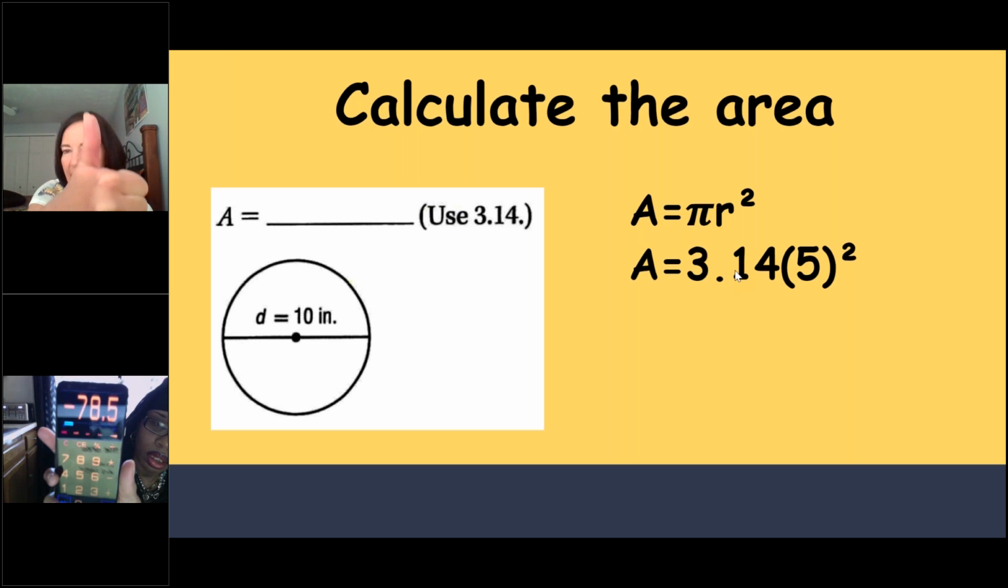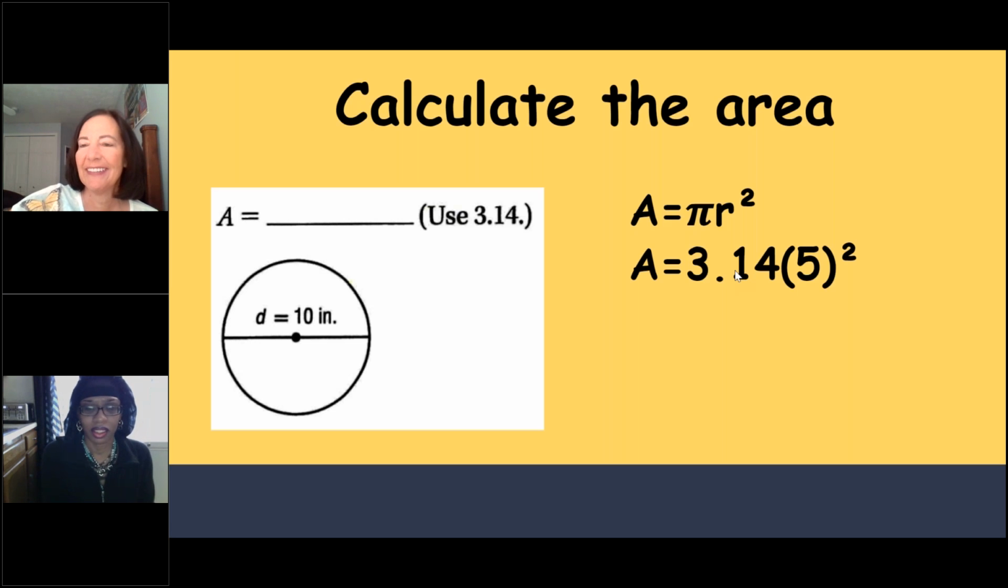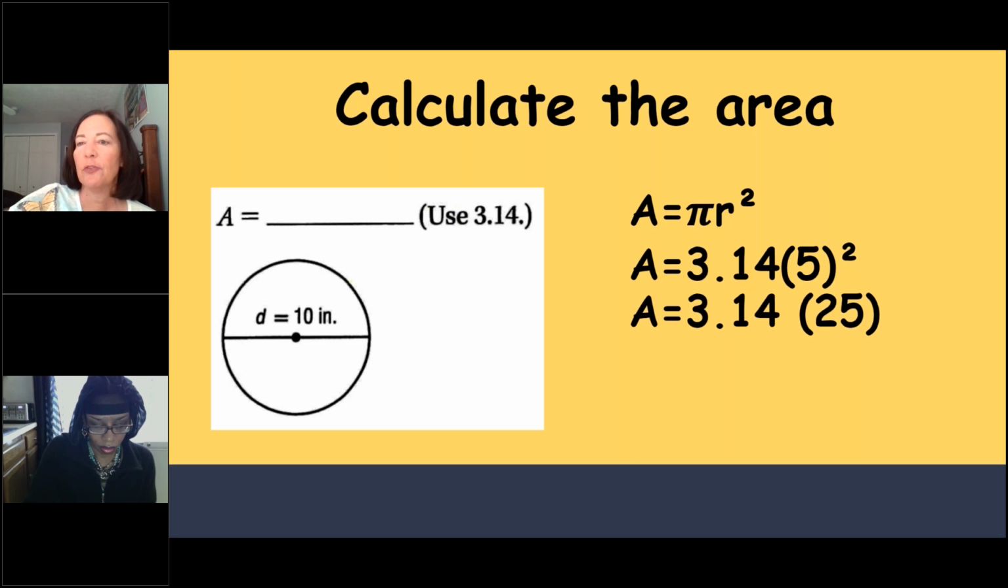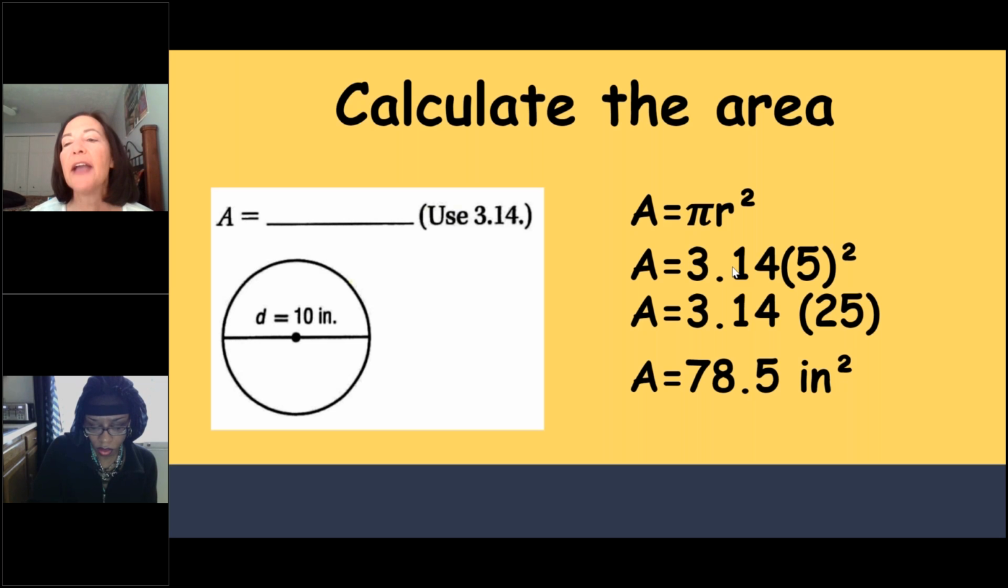Wait, where's Lana? There's Lana. Lana, that's perfect. Tashana, you are super close. Might be a calculator issue. It is, multiply that out, it comes up with 78.5 inches squared. So that's what you said, Lana. Oh, is that what you said? Oh, I'm sorry. I heard 8.5. I misunderstood you.